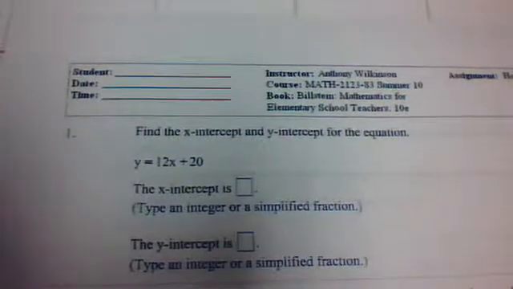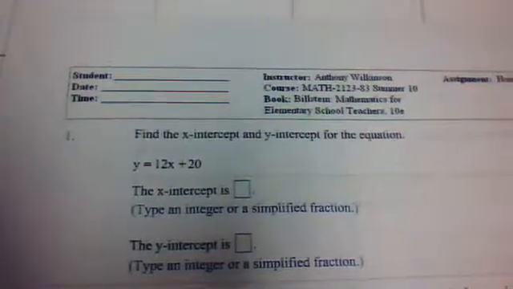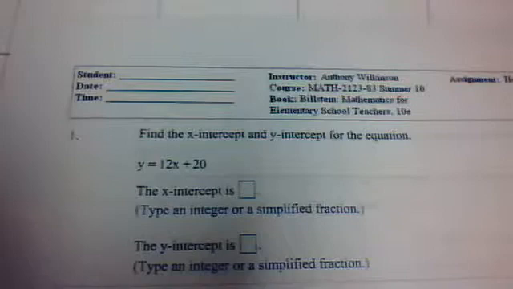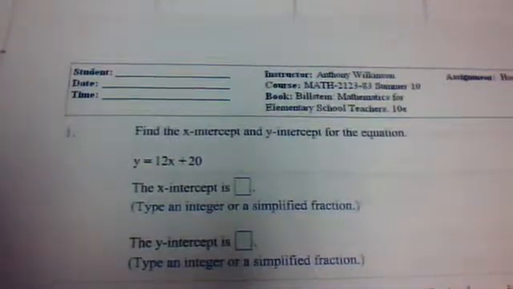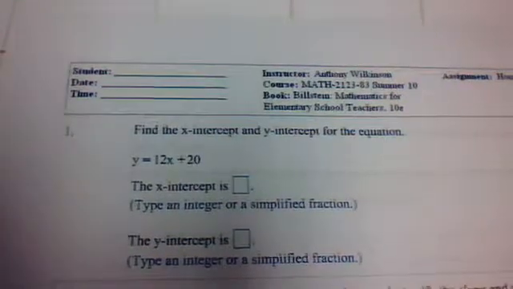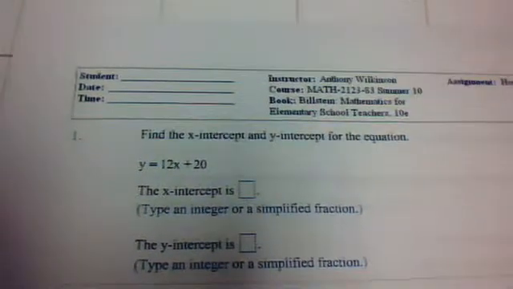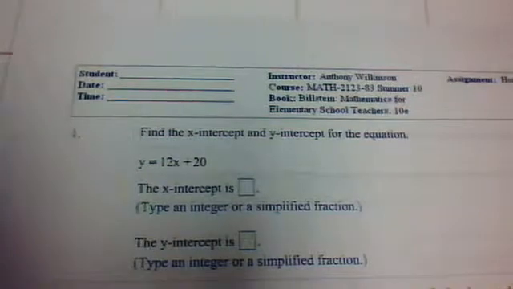Okay, we'll look at some of the homework problems that are in section 12-5. There are quite a bit of problems here, like 8 problems. The first one is to find the x-intercept and y-intercept for the equation y is equal to 12x plus 20.